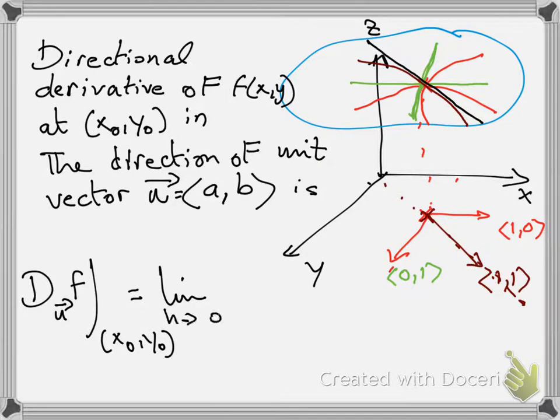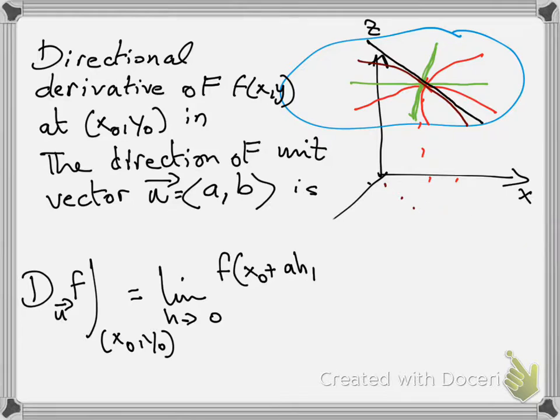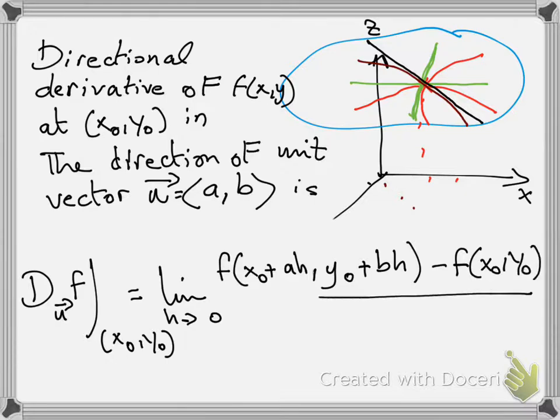as h goes to 0 of f of x0 plus... now u. So you vary x and y in the direction of the vector (a, b), so f of x0 plus ah, y0 plus bh, minus f of x0, y0, over h.